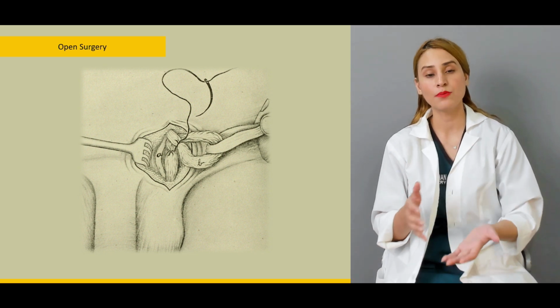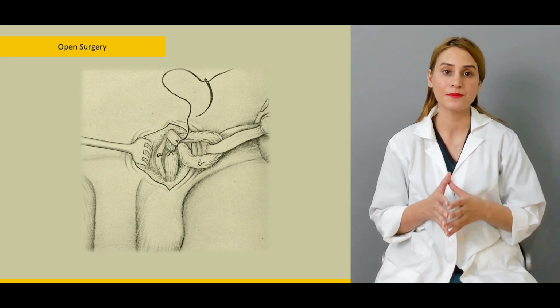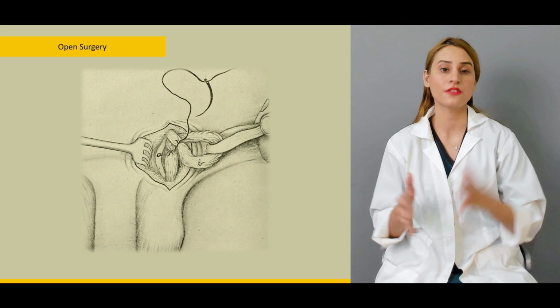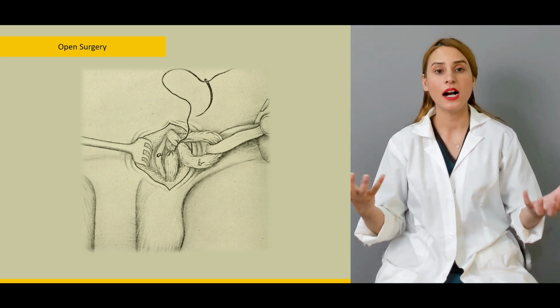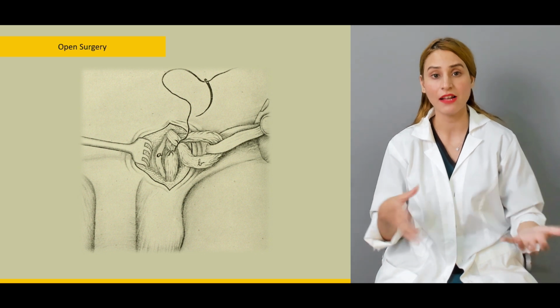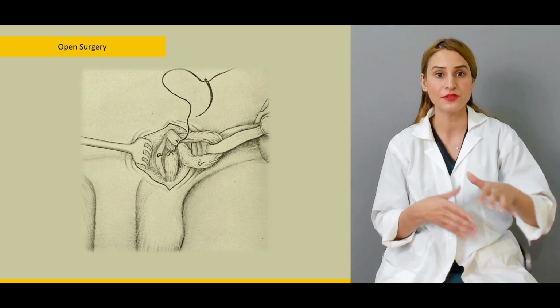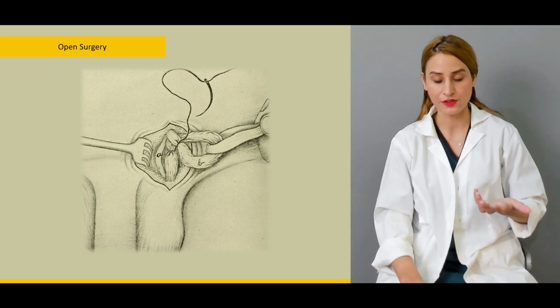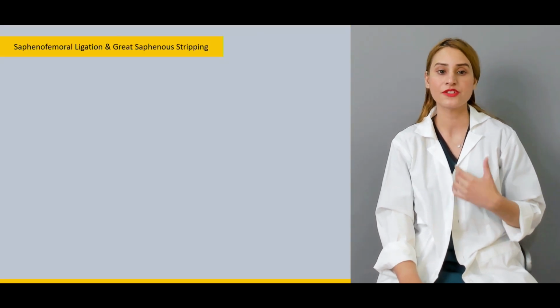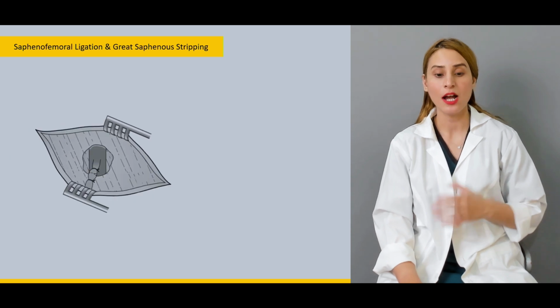But if the junction is compromised, you have to go down up to the saphenopopliteal or saphenofemoral junction, depending upon the incompetence, and then you have to tie and ligate all the tributaries of the popliteal, and the tributaries of the small saphenous vein and the great saphenous vein, and then you have to do the stripping. So the most common surgery is saphenofemoral ligation and great saphenous vein stripping, which is being shown.